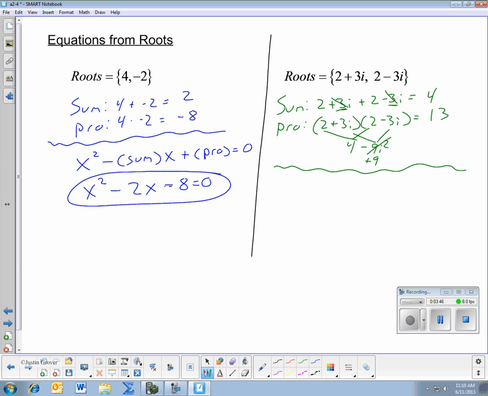And so then plugging this into our formula from over here is x squared minus the sum x, minus 4x, plus the product, plus 13 equals 0. And that's it.